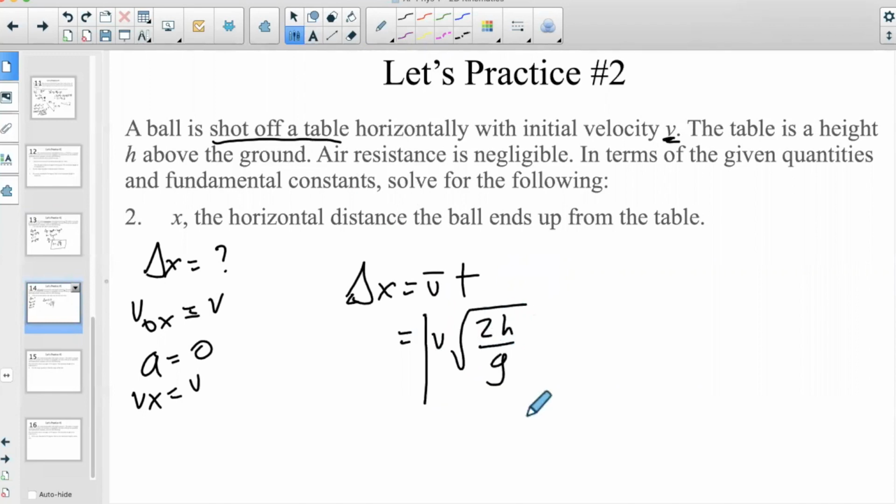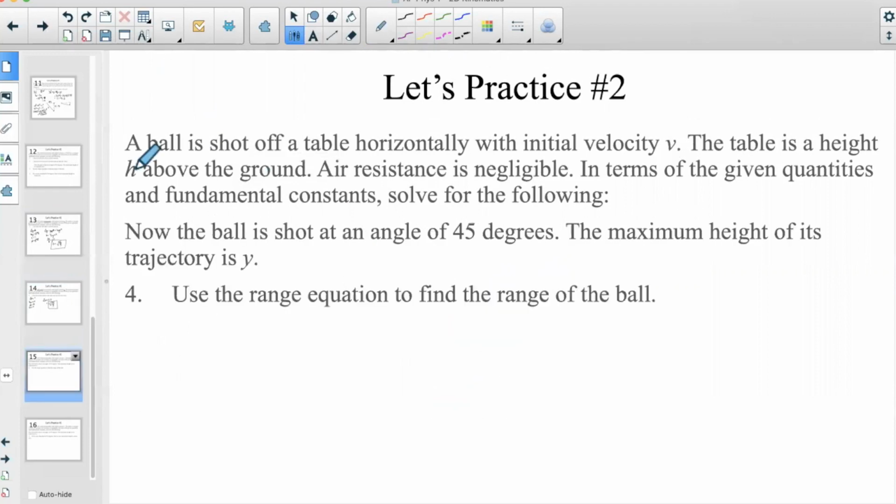And that's literally all you have to do for this one. Now let's go to the next one. So we have a little addition here. Now the ball is shot at an angle of 45 degrees. The maximum height of its trajectory is y. So this is not h, this is different. So we have another one called y.